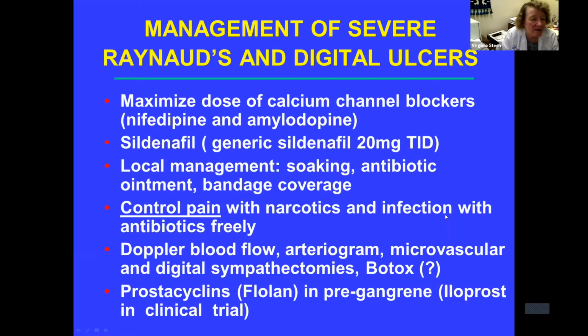Okay, so Raynaud's is obviously the most common and for many patients the most problematic of all their symptoms. So the first thing we do is to maximize the dose of calcium channel blockers, particularly nifedipine and amlodipine, which have the biggest effect peripherally on the fingers.